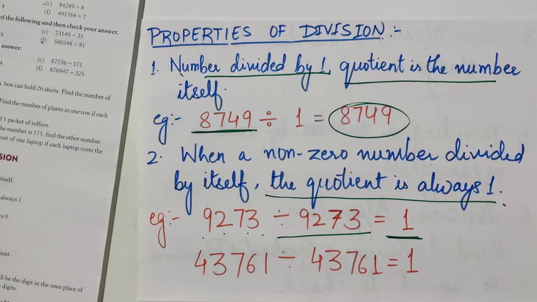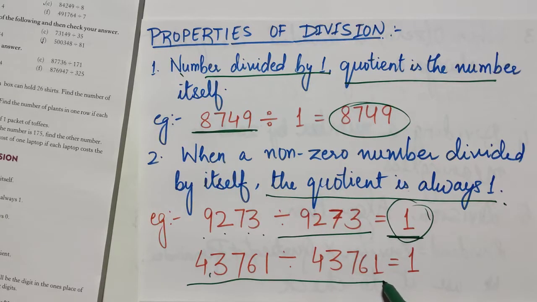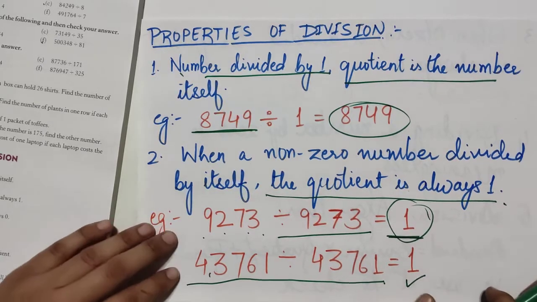For example, 6 divided by 6. 6 ones are 6. So 1 is the quotient. Similarly, in this example, 43761 divided by 43761, you get 1. The next property is the third property.